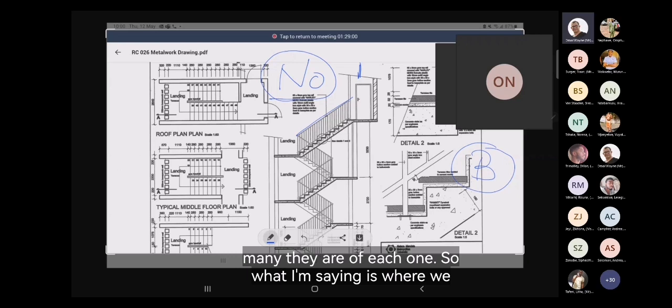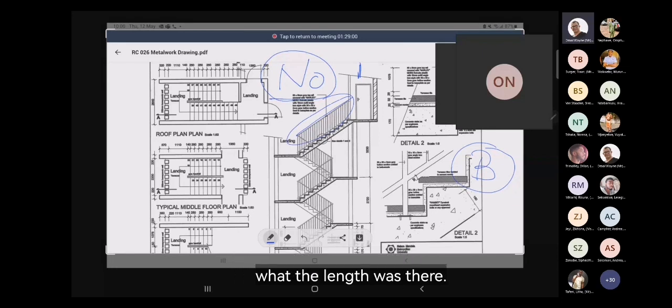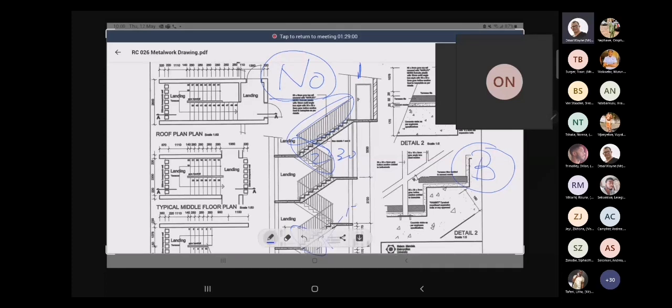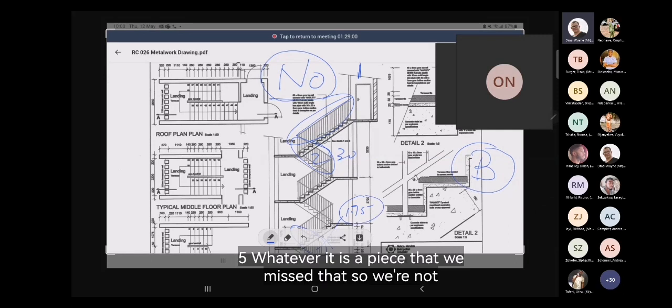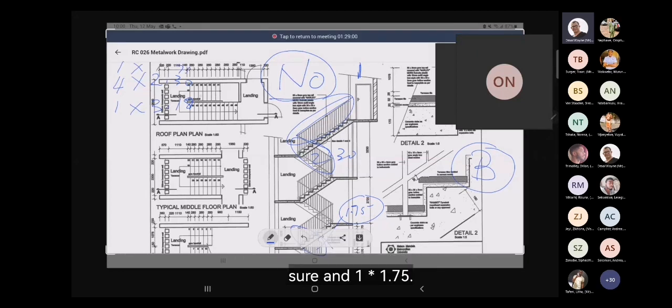So what I'm saying is, where we calculate, what was this? This was 3.16 or what? I can't remember what the length was there. These were 2.3 meters each, and the bottom one was 1.75, whatever it is that we've measured. So we're now indicating that we have 4 times 2.3, we have 1 times 3.17 or 18, I'm not sure, and 1 times 1.75.